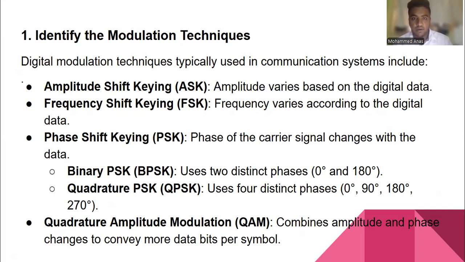As I told you, to vary the amplitude, ASK is used. ASK is used for amplitude varying based on the digital data. FSK, frequency varies according to the digital data, and PSK, the phase of the carrier signal changes with the data. Here BPSK uses two distinct phases, 0 degree and 180 degree. QPSK uses distinct phases such as 0, 90, 180, 270 degrees. QAM works as a combination of amplitude and phase changes to convey more data bits per symbol.